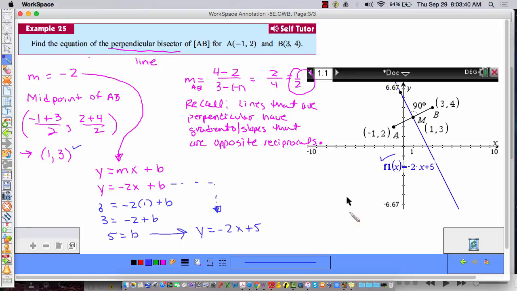We have found it, showed you graphically, showed you algebraically, and that's all I have. We'll talk more in class.